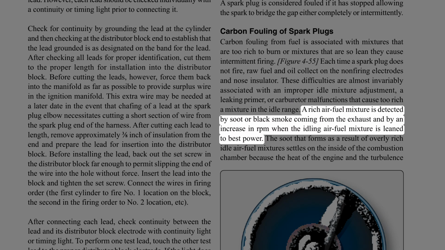A rich air-fuel mixture is detected by soot or black smoke coming from the exhaust and by an increase in RPM when the idling air-fuel mixture is leaned to best power.